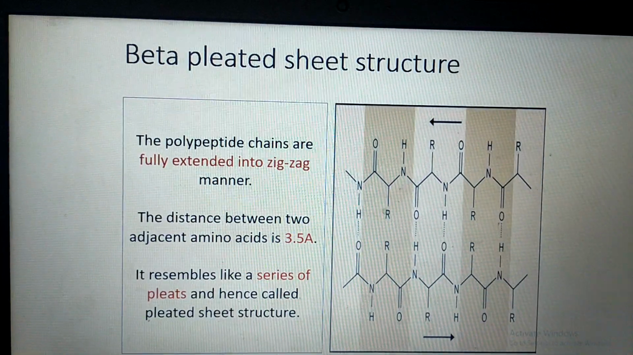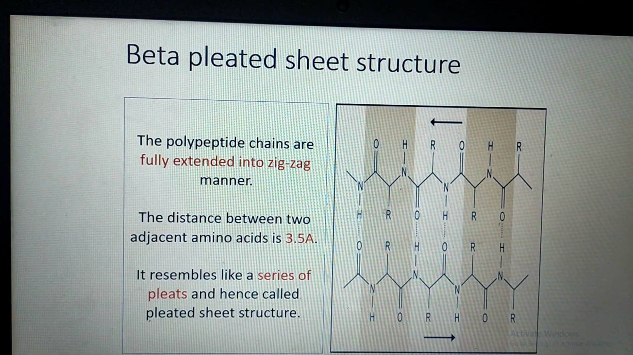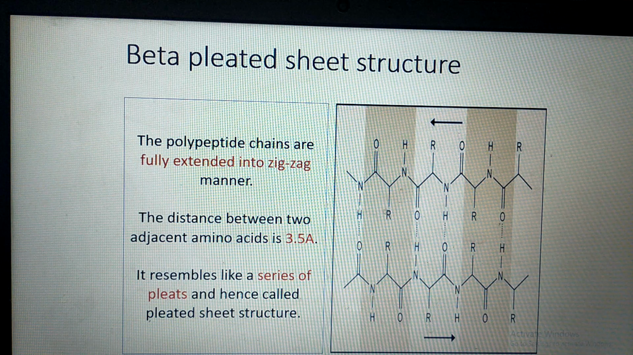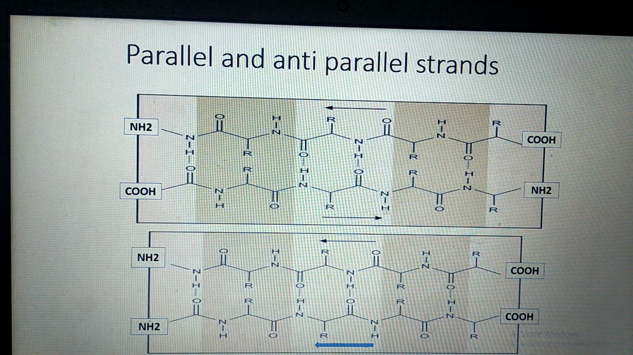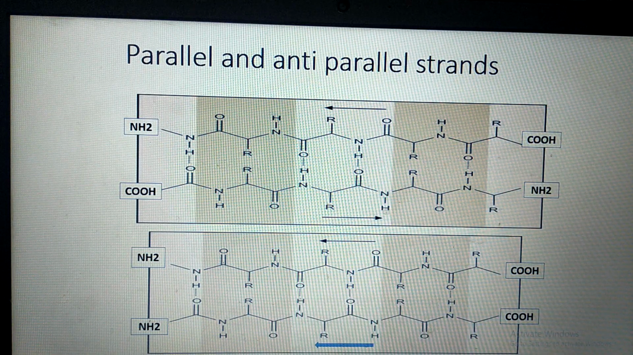After alpha helical structure, we will study beta pleated sheet structure. The polypeptide chains here are fully extended in a zigzag manner. The distance between two adjacent amino acids is 3.5 angstrom. It resembles a series of pleats and hence is called pleated sheet structure. This is also an example of beta pleated sheet structure.